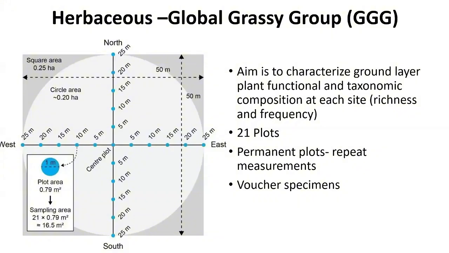So for the herbaceous layer, which is your grassy and forb layer, we use the Global Grassy Group, also called GGG, which aims to characterize ground layer plant functionality and taxonomic composition, which is species richness and frequency. And these plots can be turned into permanent plots for repeat measurements. And whenever we did work with this protocol for the herbaceous layer, we took good voucher specimens from outside our plot, and we also took photos for iNaturalist.